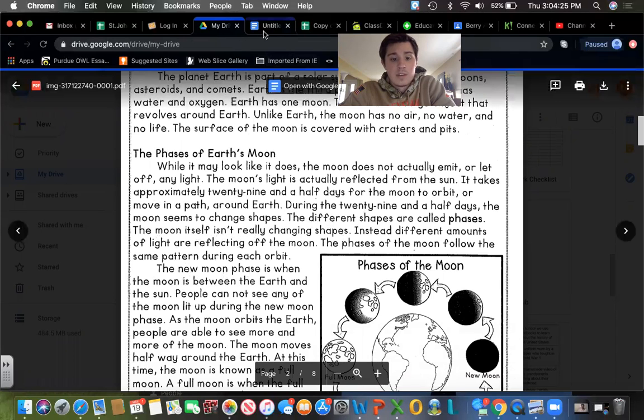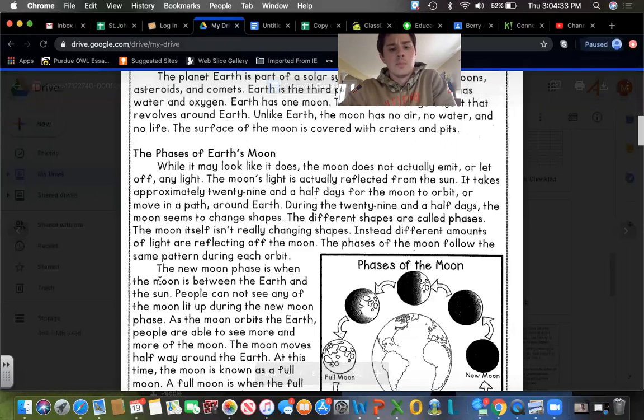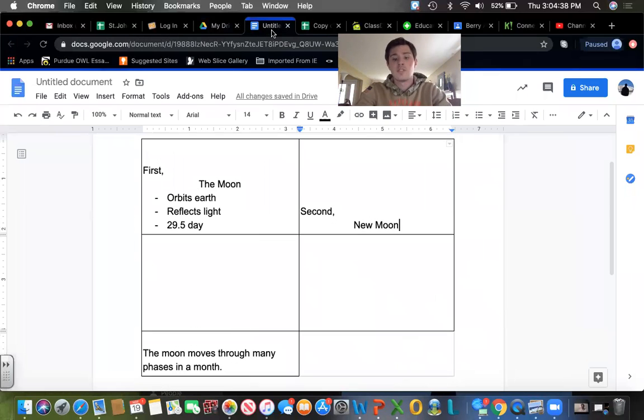All right. So in this part here, it gives us some of the information we need. It says the new moon phase is when the moon is between the Earth and Sun. So now I can go and add between Earth and Sun to my foursquare, because that is a piece of information that is important to know.